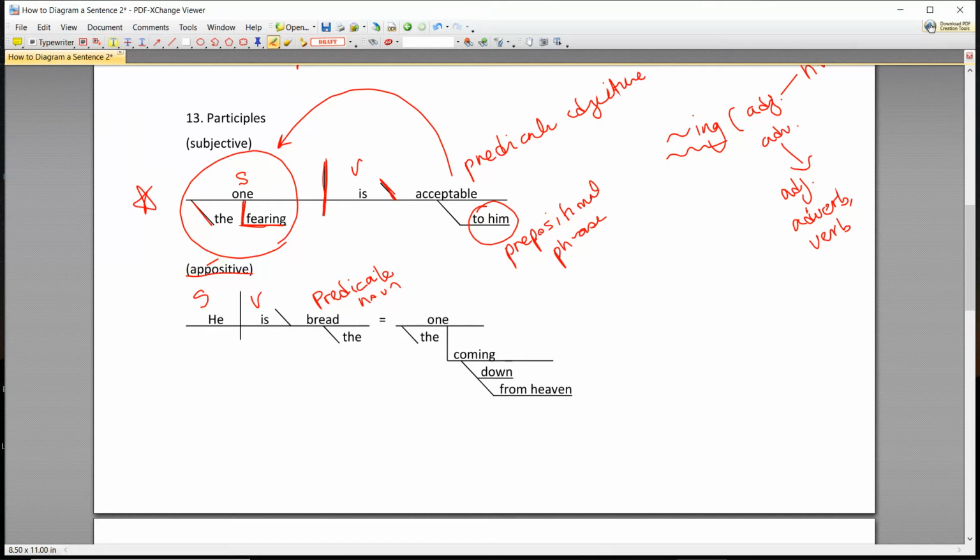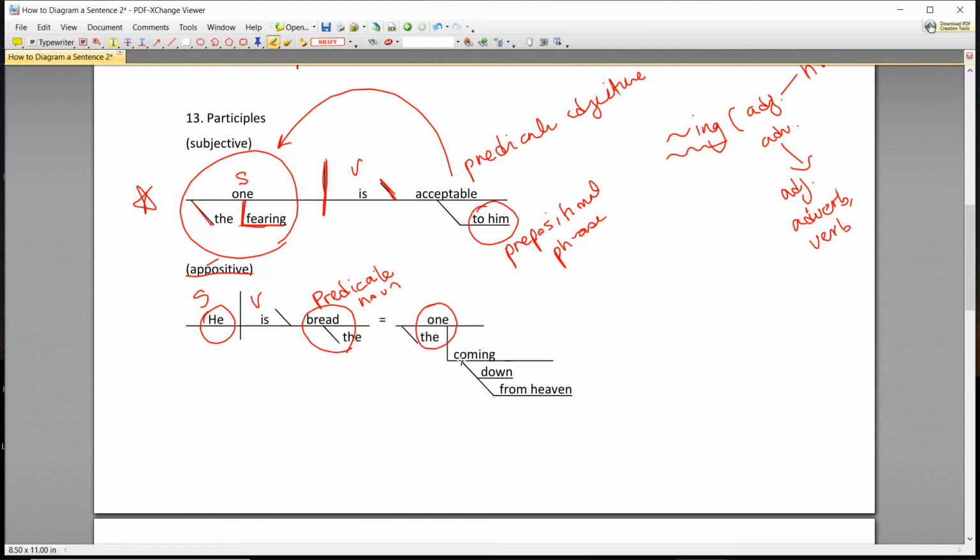The one. So in English translations, you will see like he is the bread, the one coming down from. So you know that the one and he are in the appositional relationship, right? He and the one are referring to the same person. He is the bread, or maybe you could say the bread and the one are in the appositional relationship. He is the bread, the one.